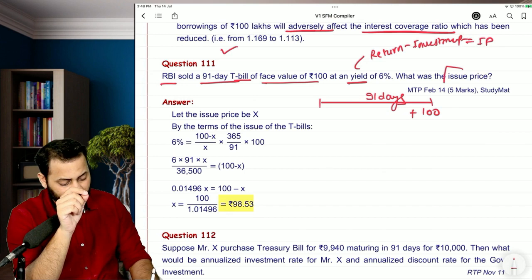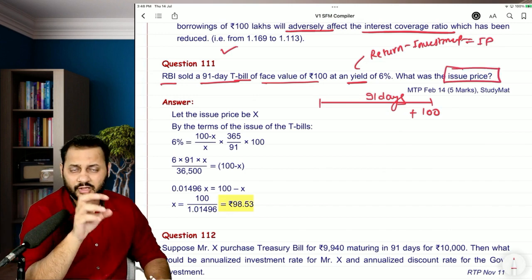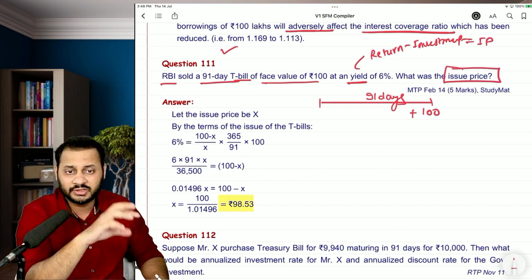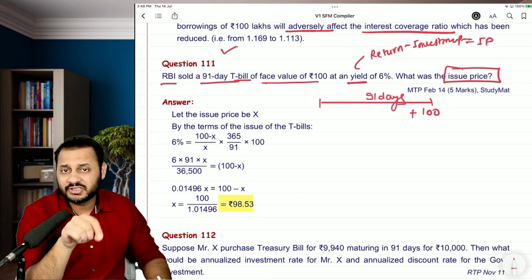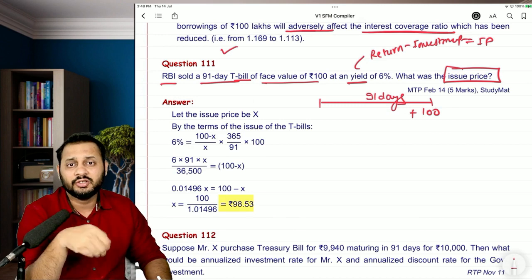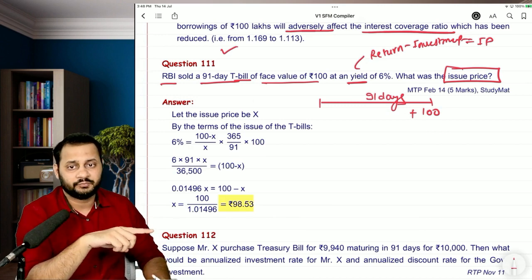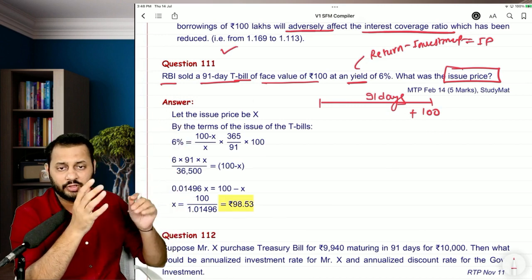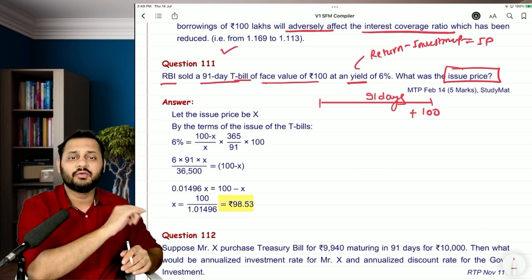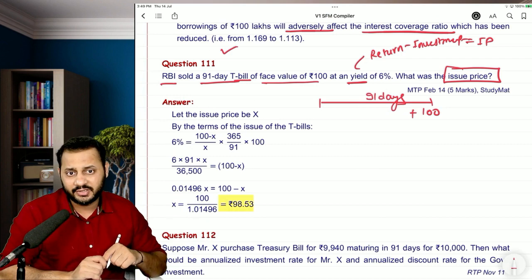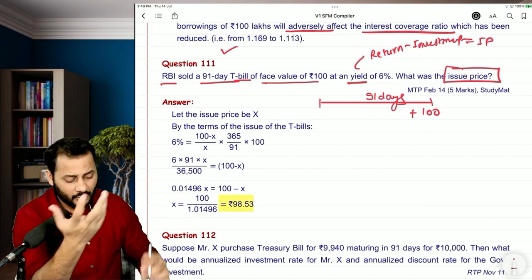Now the question is asking at what price the RBI has issued this bond. You have to calculate a price in such a manner that the person who is investing in this treasury bill should earn 6% per annum. That 6% is per annum. Obviously 91 days is the total maturity period. What we are going to do is convert that 6% into a 91-day rate, and then we will find out. How to calculate yield?